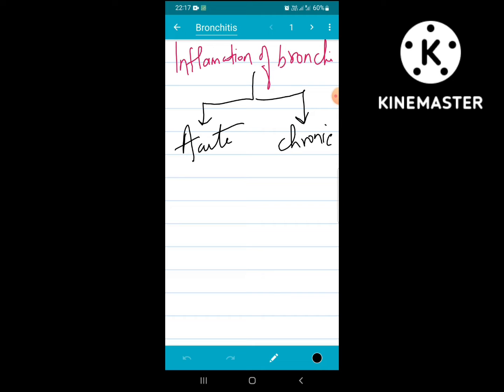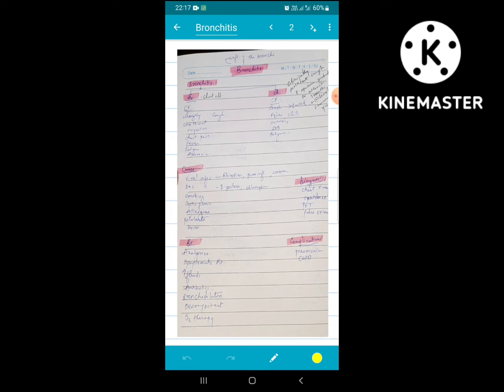Bronchitis is the inflammation of the bronchi. There are two types of bronchitis: one is acute bronchitis, and the other is chronic bronchitis. So, what is acute bronchitis? Acute bronchitis is generally a chest cold. That is, the common cold that one gets is usually acute bronchitis. It just lasts for less than a week.